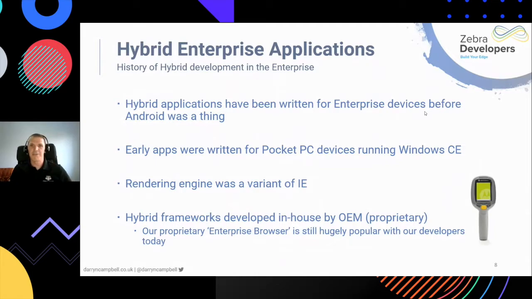Anyway, I said I'd get back to my point for this slide, which is that hybrid developers have been developing apps for these kinds of devices all the way back when they were running old versions of Windows. They were using IE, Internet Explorer, as the rendering engine. Ionic obviously wasn't a thing back then, and neither were many of these frameworks. They tended to be developed in-house, so they were OEM.